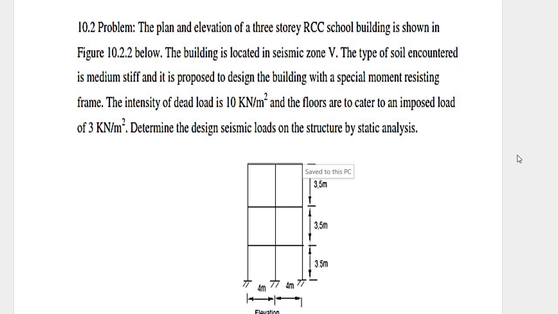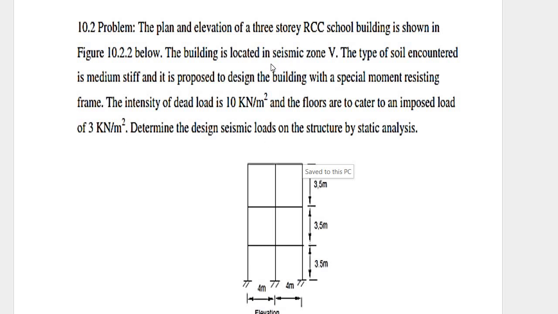What data they have given is, first of all, they have given plan and elevation. It is of 3-story and it is made up of RCC and it is a school building. It is located in zone 5. What type of a soil? It is a medium stiff soil, and it is a special moment resisting frame building.